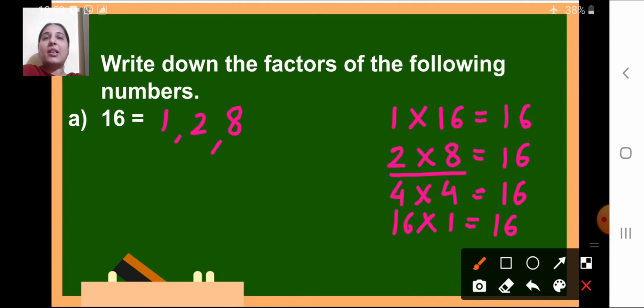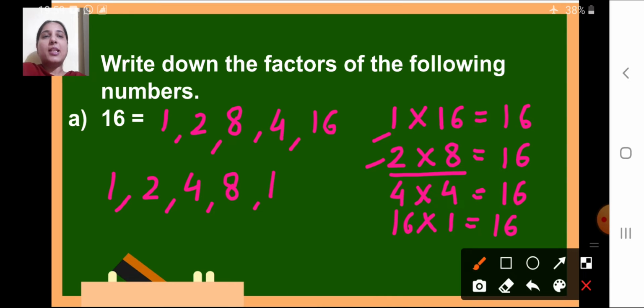So what will be the factors of number 16? 1, 2, then 8 twos are 16 as we have written here, then 4 fours are 16, and then in the multiplication table of 16 itself. So the factors of number 16 will be 1, 2, 4, 8 and 16 itself. In this way we write the factors of any given number.